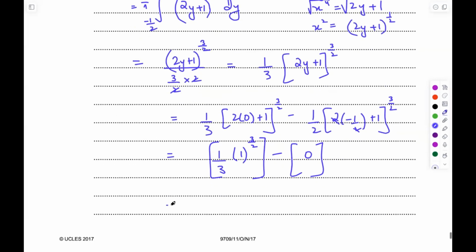We'll add pi to the final answer. So the final answer will be 1 upon 3 minus 0, which is 1 upon 3. And we'll add pi. So the final answer for the volume will be 1 upon 3 pi.